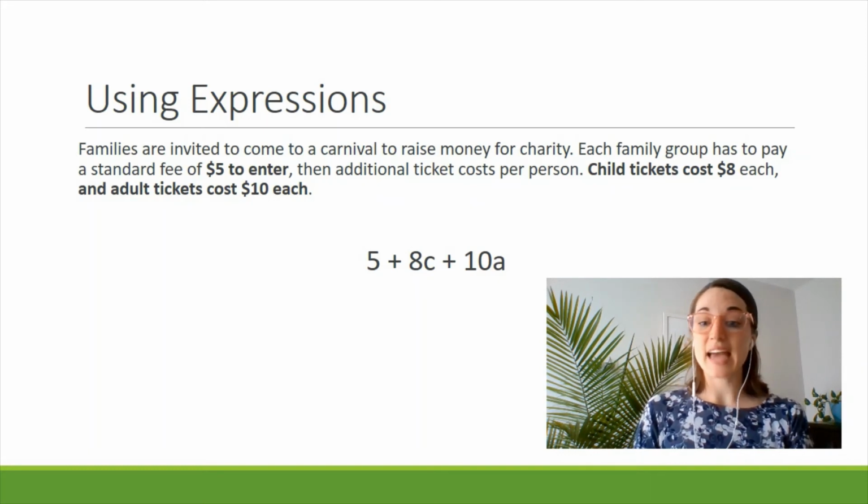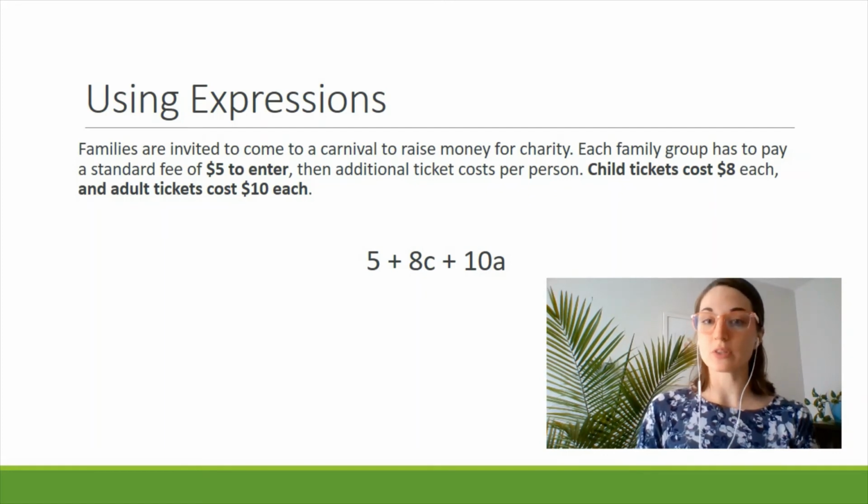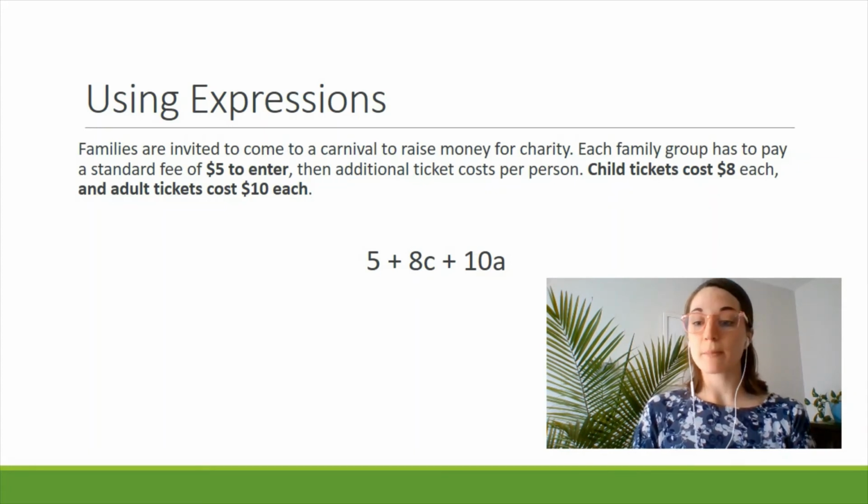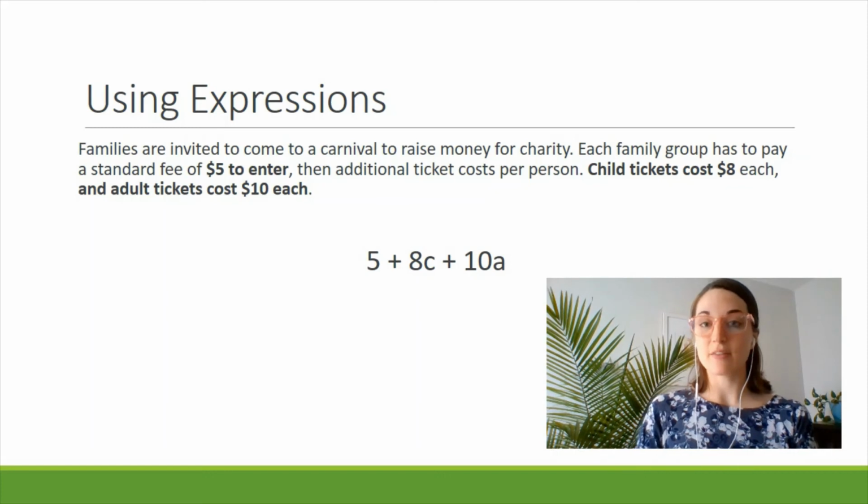Lastly, we add the 10a. The a stands for adults, so we'll later replace it with the number of adults in the family. The 10 is there to indicate the cost of an adult ticket. Remember, for both 8c and 10a, we'll be multiplying those numbers together, the constant and the variable. When a constant and a variable are right next to each other like that, it's implied that they're being multiplied together.